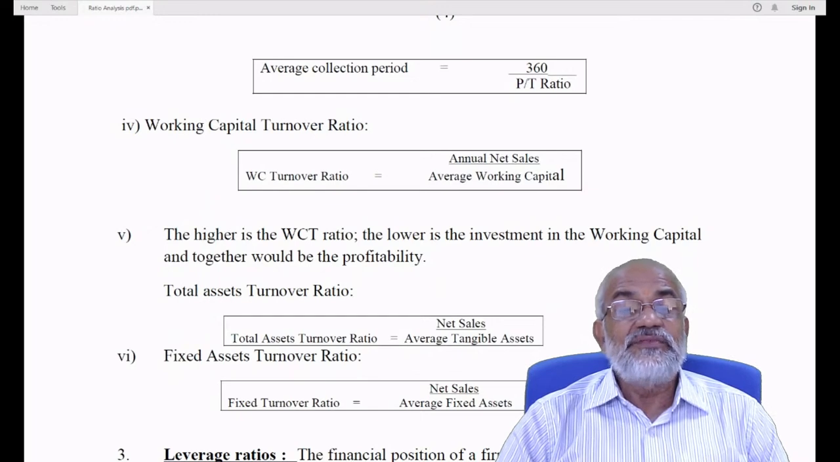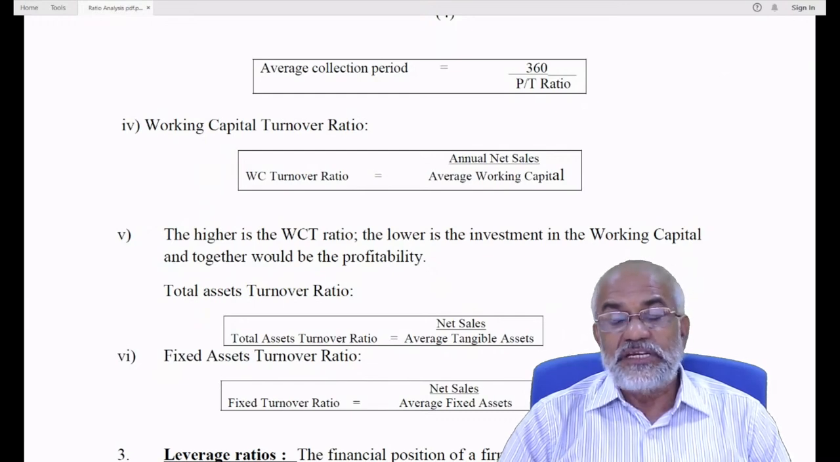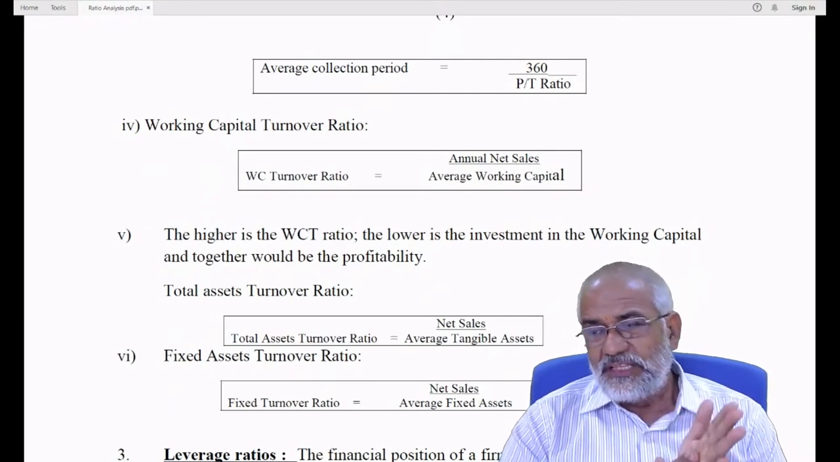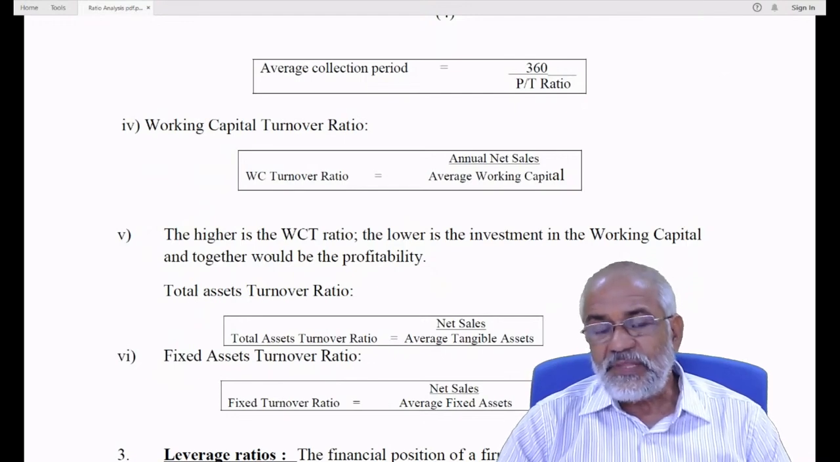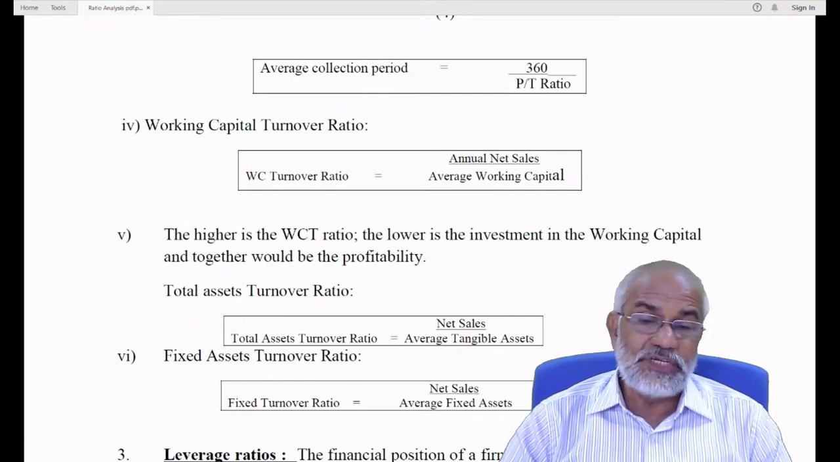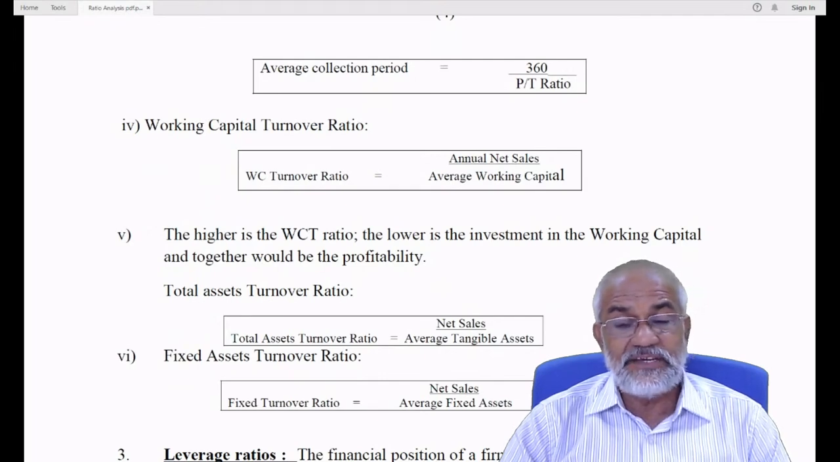Then the next category of ratio to be computed is the fixed assets turnover ratio. Fixed assets turnover ratio is calculated by dividing net sales by average fixed assets. Fixed assets, as we know, are the assets which are long term in nature. Fixed assets are those assets, the benefit from which will be derived in a series of future years.